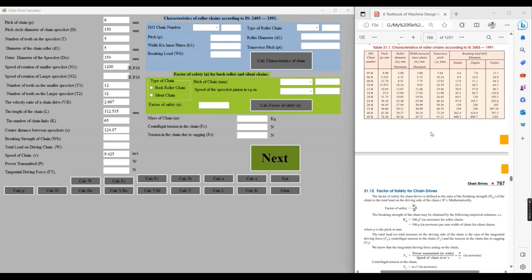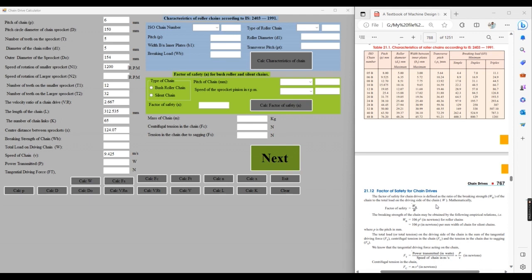We have to consider factor of safety for all mechanical components. Also, in designing chain drives, we have to consider factor of safety. Here, in chain drives, factor of safety is the ratio of the breaking strength of a chain to the total load on the driving side of the chain. So, factor of safety is defined as the ratio of breaking strength WB of a chain to the total load on the driving side of a chain, or W.